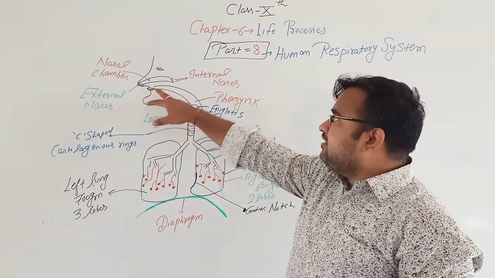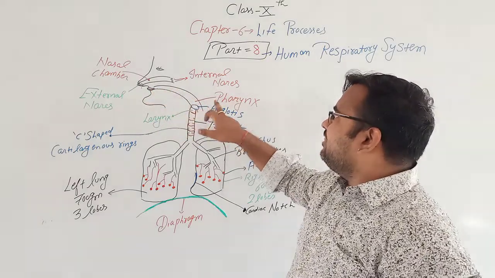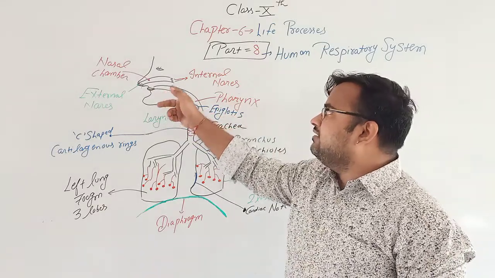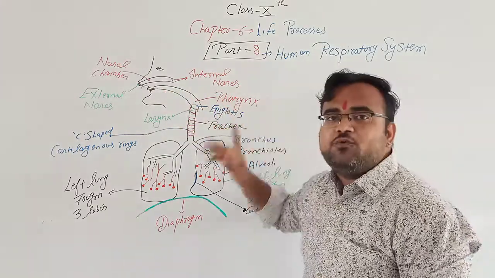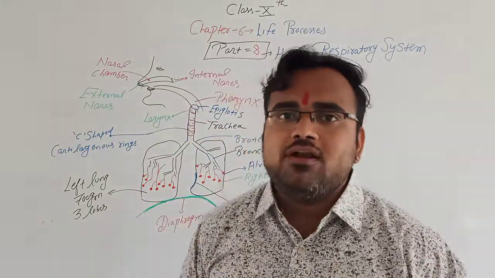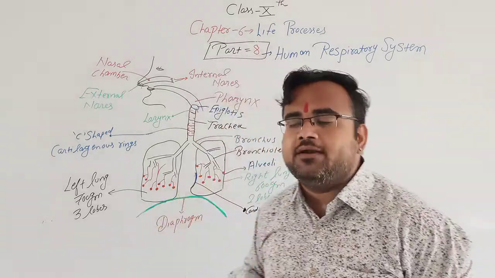Now after the mouth there is a common pathway known as the pharynx. After the mouth there is a common pathway for food and air. We have seen in detail what the pharynx is. Pharynx is a common pathway for both food and air.